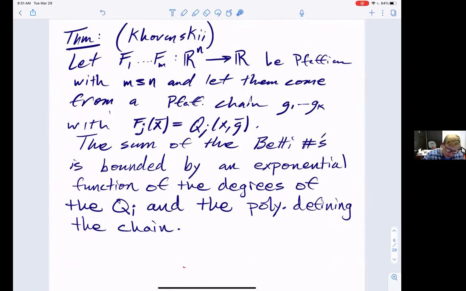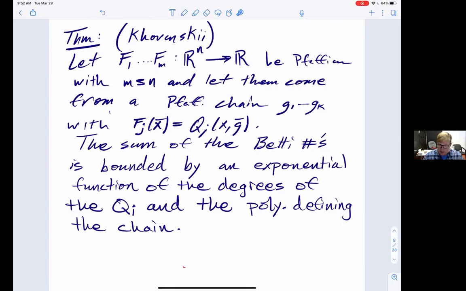So if you take a collection of Pfaffian functions and you let them come from a Pfaffian chain in the sense that each of them is a polynomial function of the Pfaffian chain, and you know the degrees of the Q_i that appear, and you know the degrees of the polynomials that appear in the definition of the Pfaffian chain, the degree of the differential equations that's appearing there.